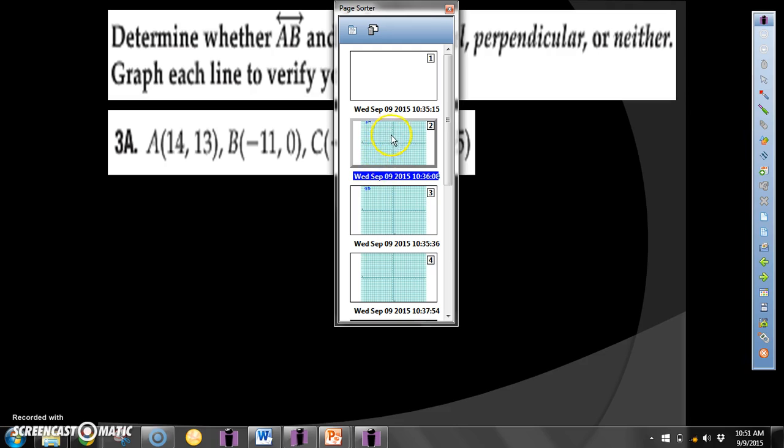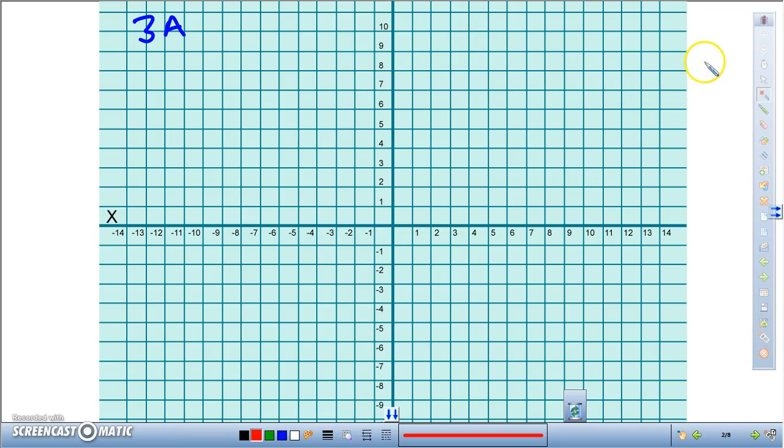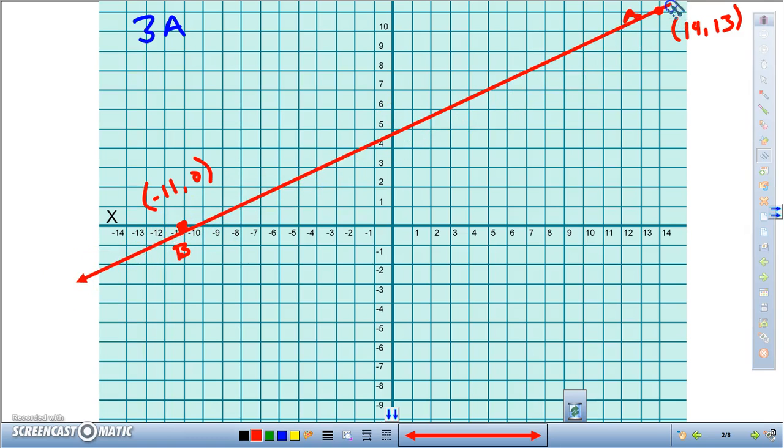Okay, so for example 3A, let's go ahead and first plot our points. Point A is located at (14, 13), and looks like I'm not going to have quite enough room, so I'm just going to go as far as I can, and we're going to label it (14, 13). Point B is at (-11, 0), which is going to be way over here. Label it as (-11, 0). So let's go ahead and draw our line through these 2 points, and I'm going to do as best I can to make it go through the 2 points with them being that far apart. Kind of hard to get that to go through, but it looks like I did a decent job.